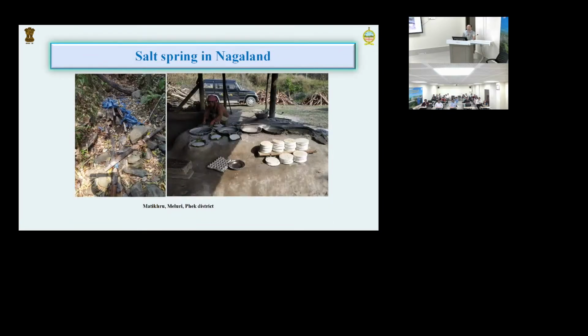And there is also a salt spring. We can find some salt springs in Nagaland, where the local people fetch water, boil it, and make salt cakes like this. They used to sell it. In Assam also, we call those kinds of springs brine springs. You can find brine springs in Assam and in Arunachal Pradesh also.